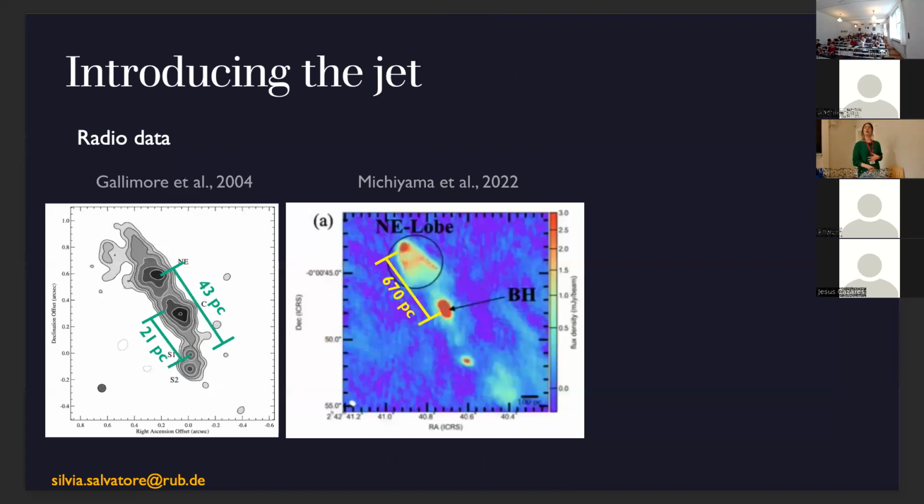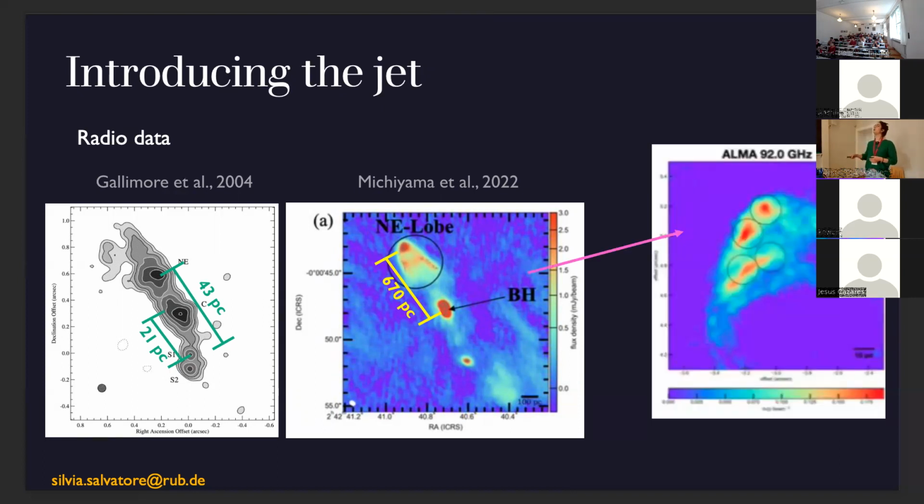What I'm doing in my work is to try and introduce a third component, which is the so-called jet. And to do so, I'm constraining it using this radio data by Gallimore et al. in 2004 and Nishiyama in 2022. I'm using these three blobs, the first one at 21 parsec from the core, the second one at 43 parsec, and the third one, which is the head of the jet, at 670 parsec from the core.